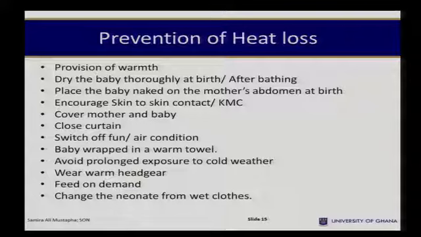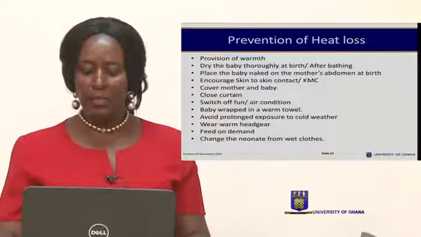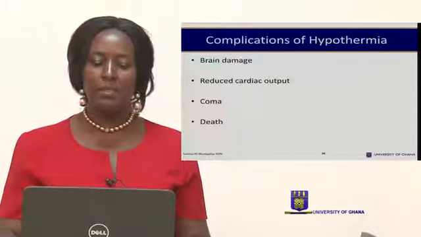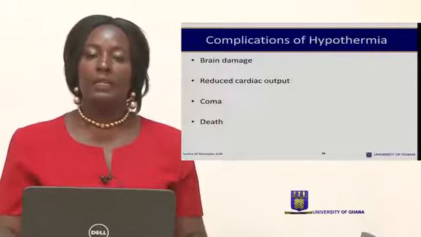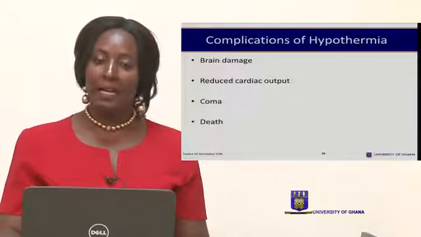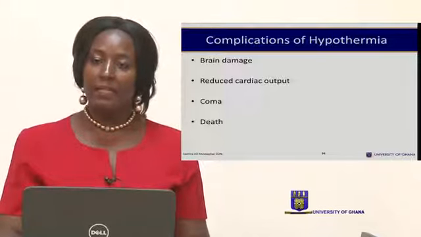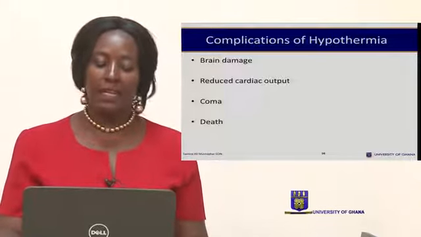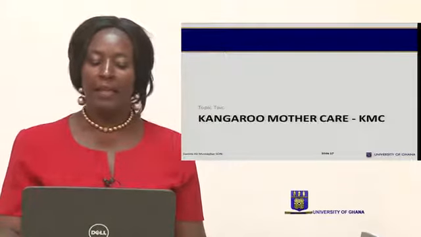On prevention of heat loss, once again, we're saying provision of warmth. We dry the baby thoroughly after bath. We have talked about closing the curtains, feeding the baby on demand, and covering the head, and all that are some ways that we prevent heat loss. Complications of hypothermia can include brain damage. You can have reduced cardiac output because the baby loses a lot of energy such that it affects the cardiac output. You can have coma and even death.